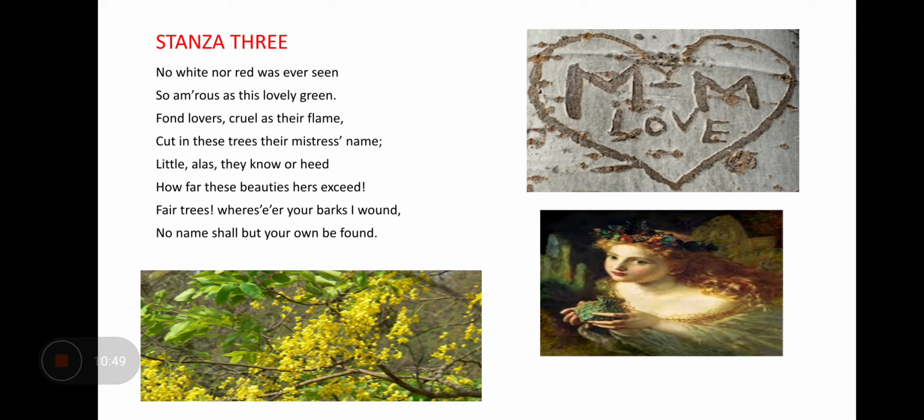Doting lovers, who are as cruel in their actions as the flame of love which torments them, show their cruelty by carving the names of their sweethearts with knives on the barks of the trees. It is regrettable that these lovers are either not aware of, or do not pay enough attention to, the fact that the beauties of the garden are far more attractive than the beauties of their beloveds.